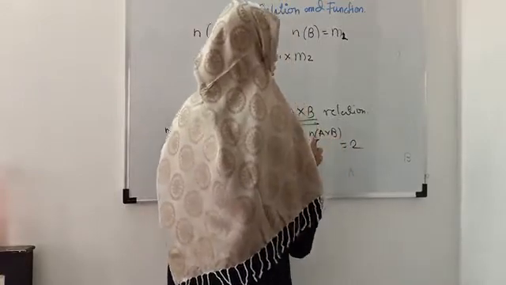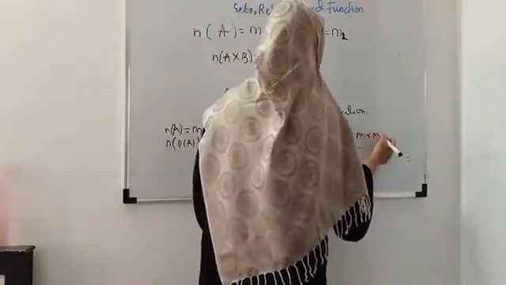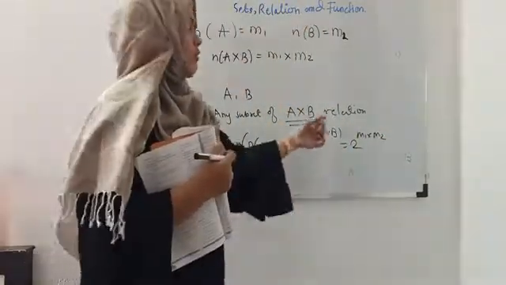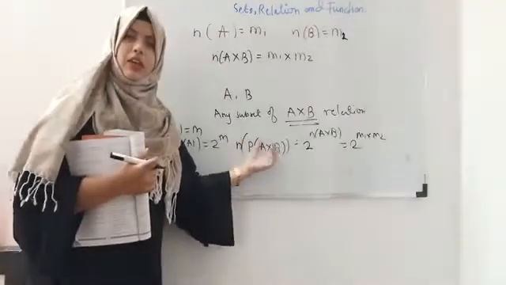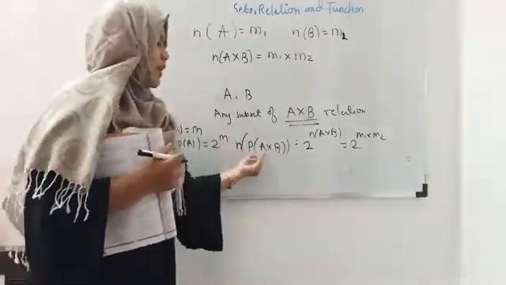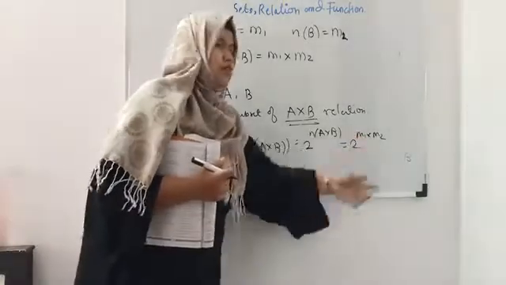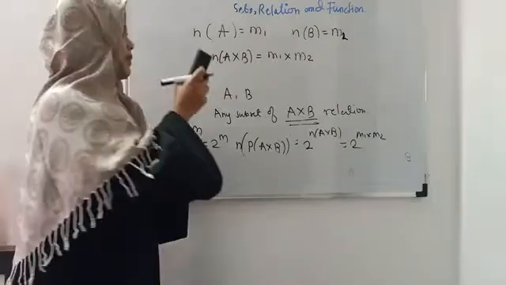बट n ऑफ A क्रॉस B कितना है? जस्ट नाउ वी हैव सीन, it is m1 cross m2. तो 2 raised to m1 cross m2 तुम्हारे सबसेट होंगे A क्रॉस B में। तो जितने सबसेट होंगे उतने रिलेशन होंगे। So how many relations will be there on A and B? It will be 2 raised to m1 cross m2. Okay, will take one example.